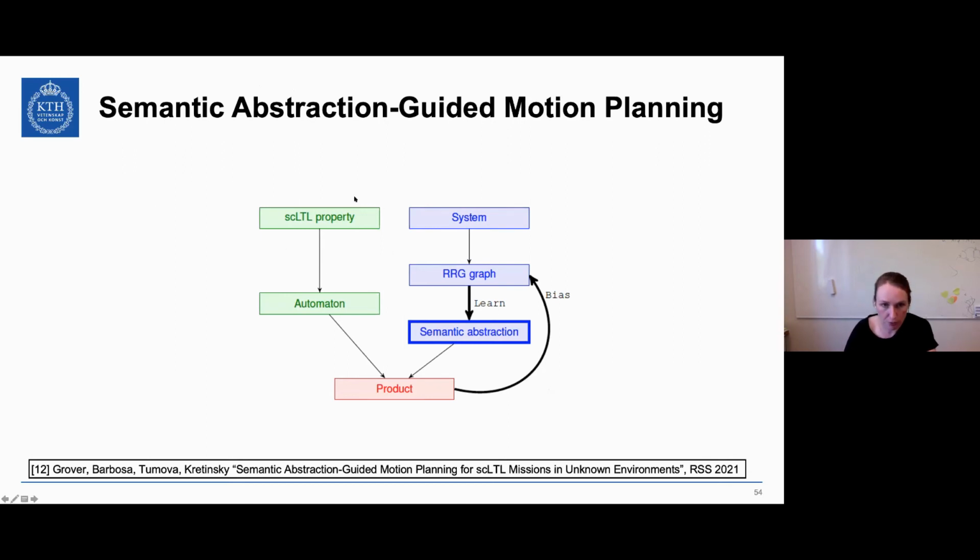have our property that is translated to an automaton, and we have our system. This time we are using RRG instead of RRT star, but in principle it's a similar thing. So we have an RRG graph, and then we build a semantic abstraction of the environment. We work with that semantic abstraction and the property automaton, and we are biasing the RRG search so that we are more likely to hit the areas where we are likely to find the bins.